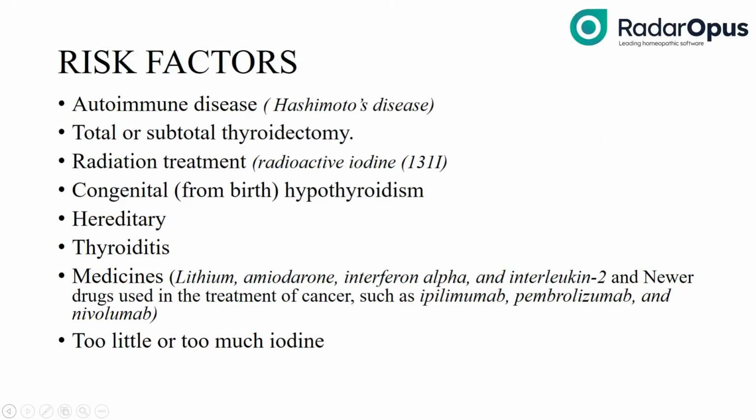Radiation treatments: if someone is getting treatment with radioactive iodine 131I, that can predispose the patient towards hypothyroidism. Some may have congenital hypothyroidism, from birth. Some persons may suffer from a hereditary tendency of hypothyroidism. If your remote ancestors have hypothyroidism, then you can have a tendency of having hypothyroidism yourself.